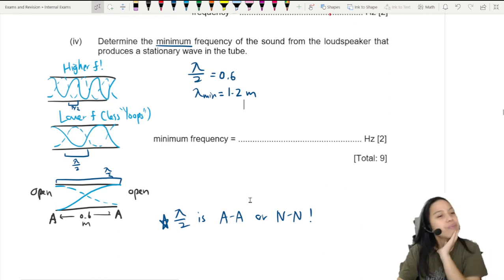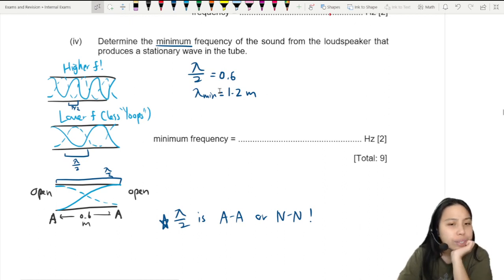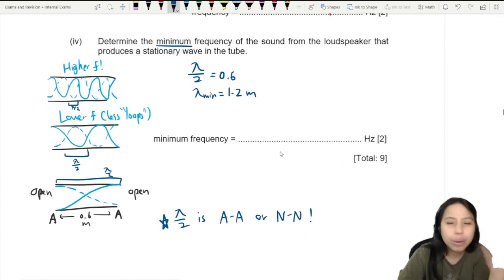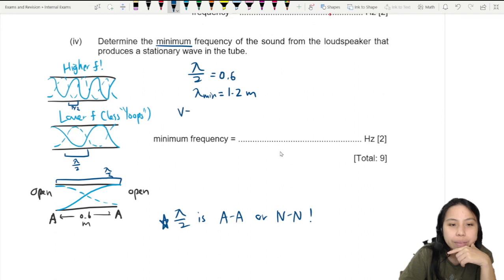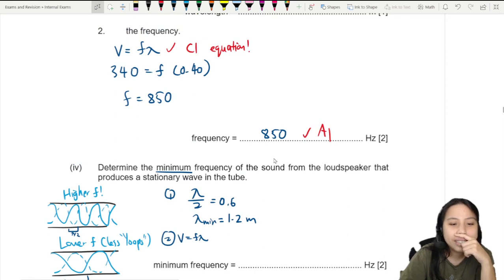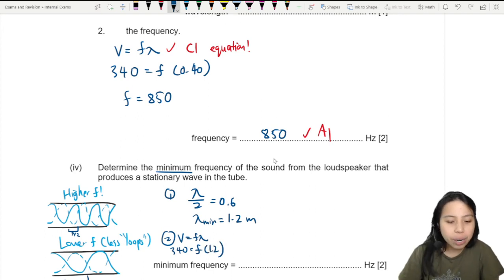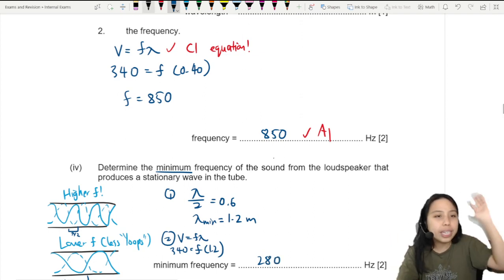Okay, how do you find the frequency? Wait, you need to recalculate again. Okay, so one method is you recalculate the whole thing. So we do the second step. Second step is V equals F lambda. What's the frequency again? Okay, sorry, forgot. 340 equals frequency times 1.2, giving about 283 or 280 Hertz. Okay, so this is one method where you recalculate everything.